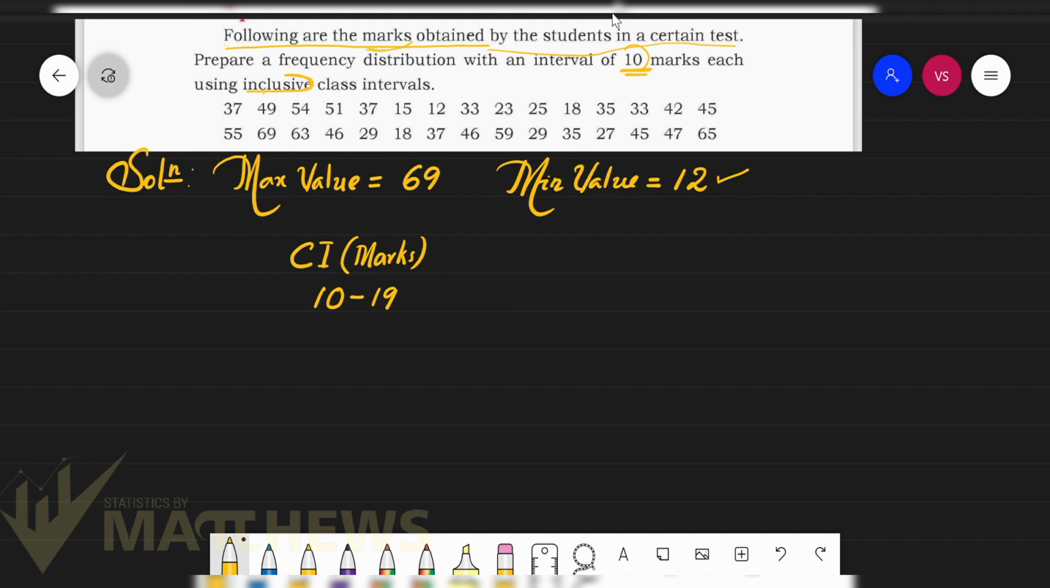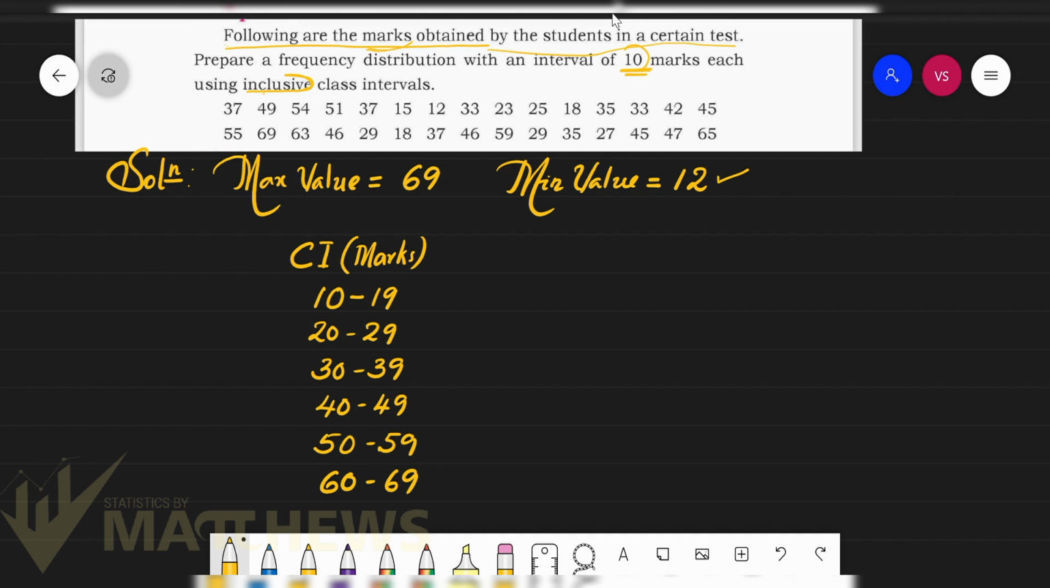The second class is 20 to 29. The third class is 30 to 39. The fourth class is 40 to 49. And the fifth class is 50 to 59. And the sixth class is 60 to 69.